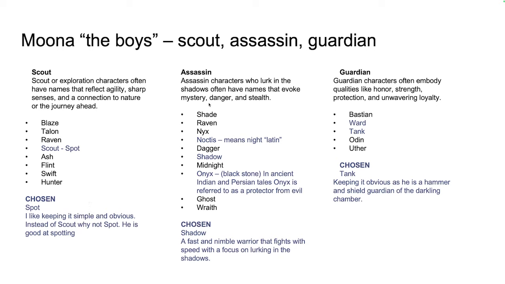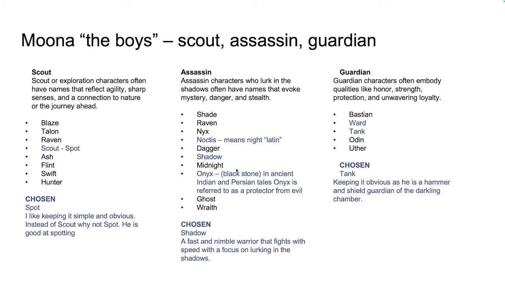Then your assassin character. Assassin characters usually lurk in the shadows and they invoke mystery, danger, and stealth. And these are the various names that I came up with. So the ones in blue are the ones that I like: Noctis, Shadow, and Onyx. I like the name Onyx because it's black stone, and I thought it was cool. And then when I did some research, I saw that in Persian tales, Onyx is referred to as a protector of evil, which I thought was very cool.